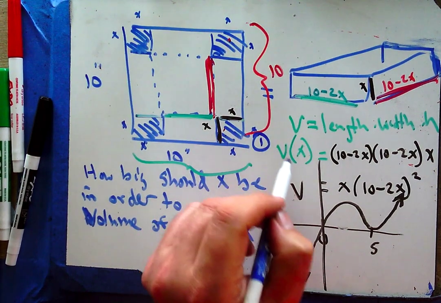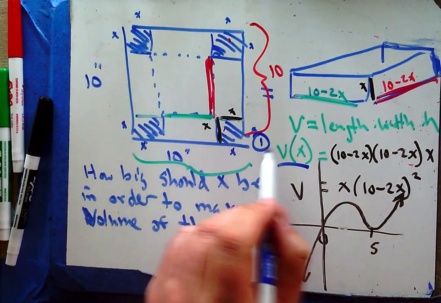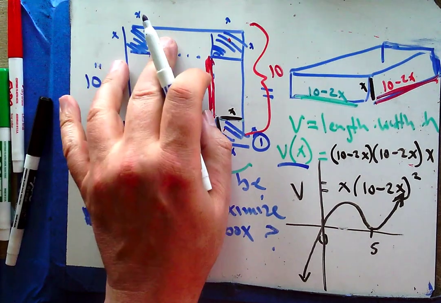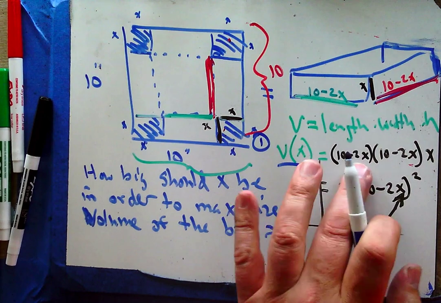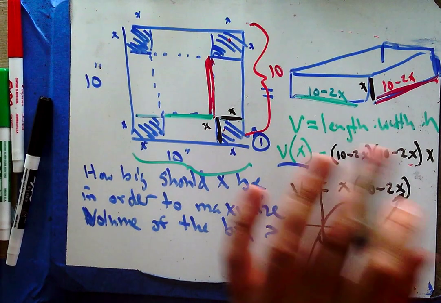First step, write V of x. Okay? So we wrote V of x. We used the picture, we labeled the box, we thought about length, width, and height, and we replaced. Okay, that was V of x.